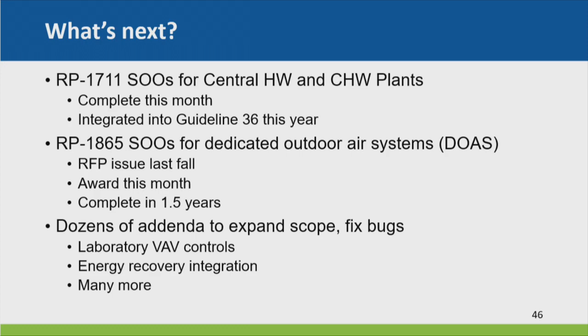Then we have RP 1865 on sequences for DOAS systems, for dedicated outside air systems. One of the things that people don't realize, they think, oh, DOAS, that makes all the reheat energy go away. We don't have reheat because it's a DOAS system. It doesn't work that way. If you're doing any conditioning of the air at the DOAS, then you will have reheat or recool, because the supply temperature is only going to be right for one zone.